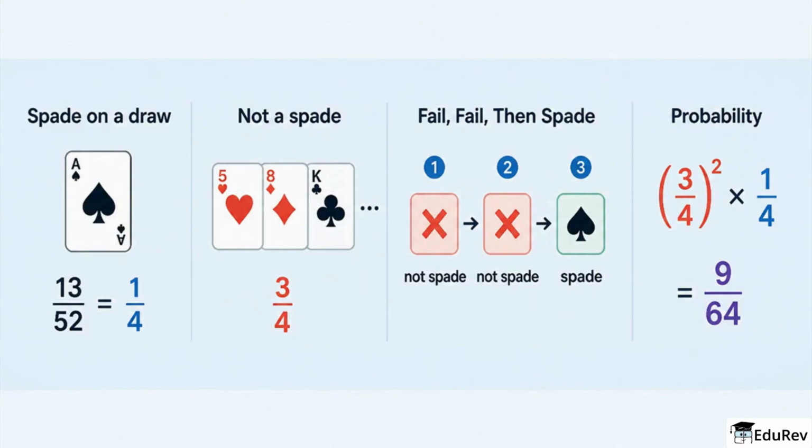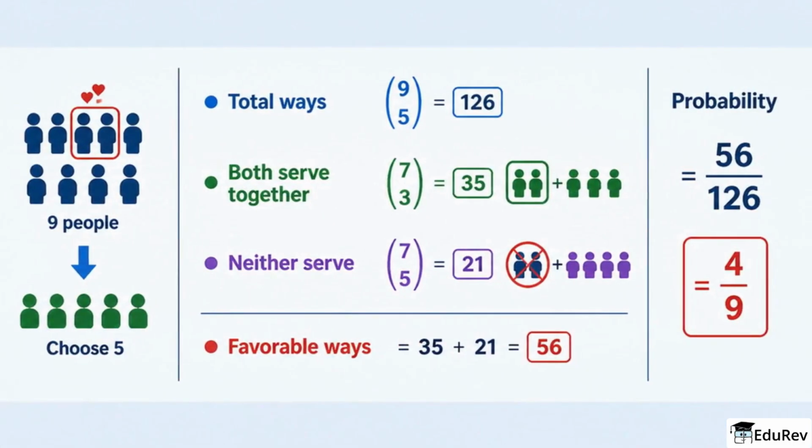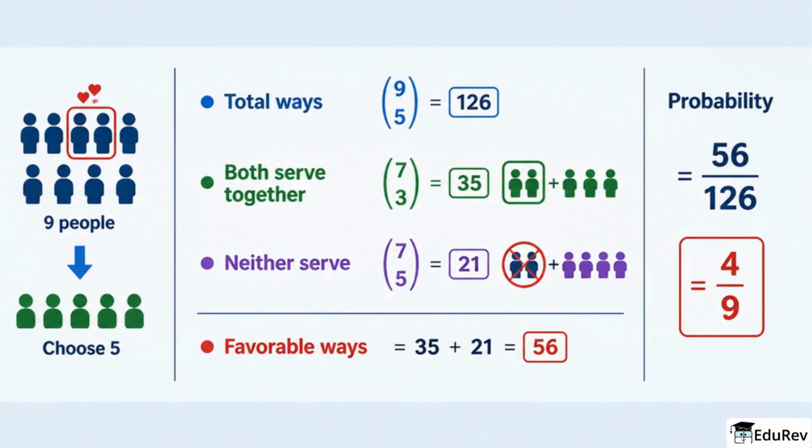Question number 4 asks, from 9 people choose 5. What is the chance a married couple either serve together or not at all? Total ways are 9 choose 5 equals 126. Ways both serve are 7 choose 3 equals 35. Ways neither serve are 7 choose 5 equals 21. So favorable 35 plus 21 equals 56. Giving probability 56 divided by 126, which simplifies to 4 ninths.